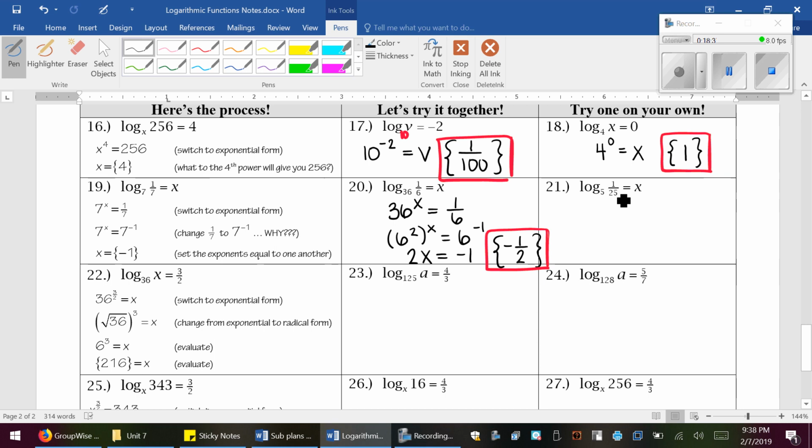Log base 5 of 1/25 is equal to x. So switch it to exponential form. 5 to the x power equals 1/25. Change 1/25. 25 is 5 squared, and to get it to go down to the denominator, it's a -2. Bases match, so do the exponents.